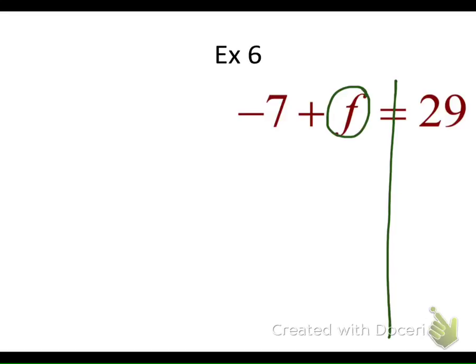Now, from there, what do I need to do? You need to put a positive 7. Yeah, because what are you doing? Why are you doing a positive 7?